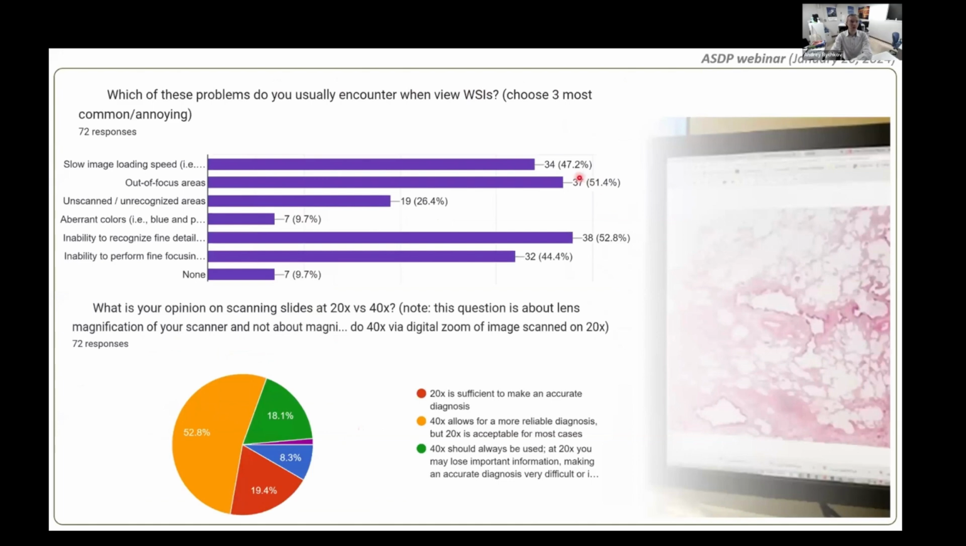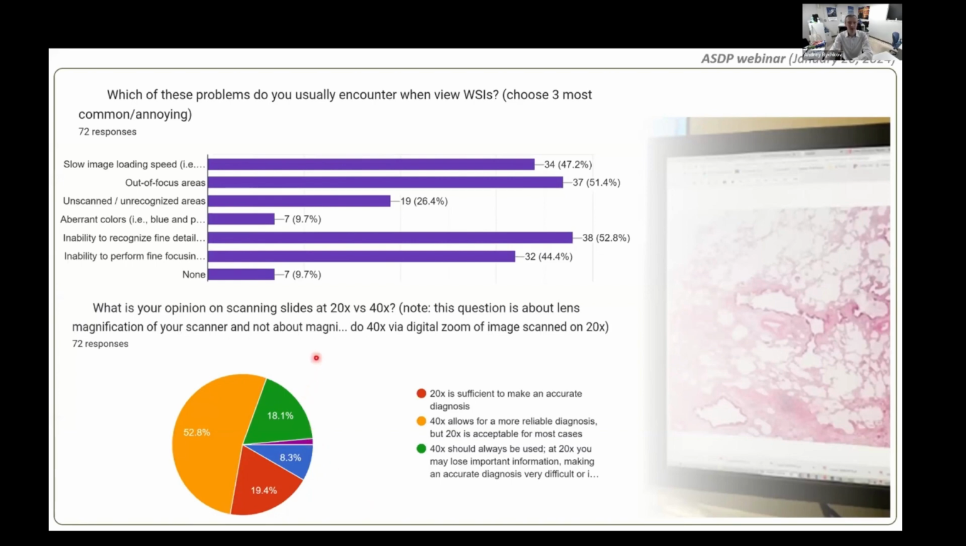What are the most common problems you encounter while browsing the whole slide image on your screen? And this is a list of the issues which are complained by pathologists. Its inability to recognize fine details on high power, such as bacteria or mitosis, chromatin pattern, and so on. Also out of focus errors, also slow image loading speed, and inability to perform fine focusing, which is imitating our conventional microscope, followed by unscanned areas, and also some people were not happy with the colors.